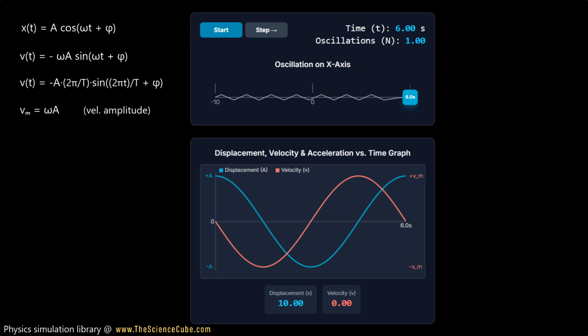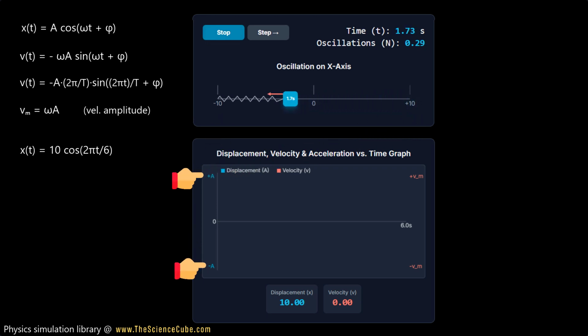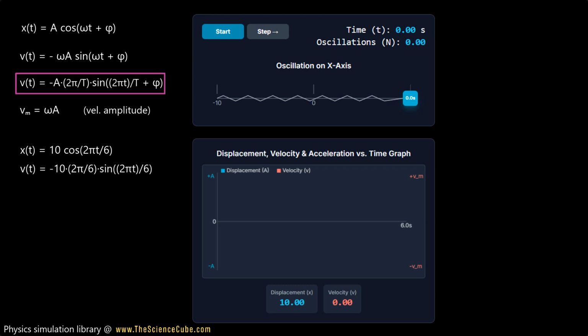So as a concrete example, let's take x(t) = 10 cos(2πt/6), where 10 meters is the amplitude, 6 seconds is the time period T, and the phase angle constant φ is 0. That means it is starting from the extreme right at t = 0. Then using a general formula, the velocity for this motion is v(t) = -10(2π/6) sin(2πt/6).